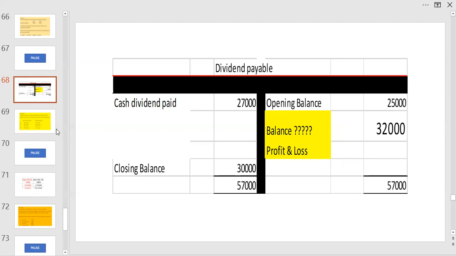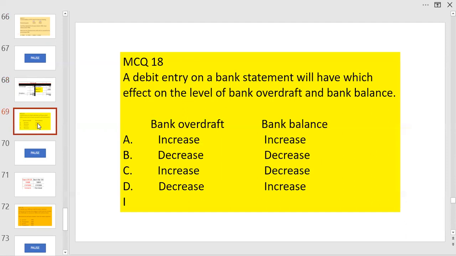Now we'll move on to the next question. A debit entry in the bank statement will have which effect on the level of bank overdraft and bank balances? Some answers are given. Bank overdraft increase, bank balance increase; OD decrease, bank balance decrease; OD increase, bank balance decrease.